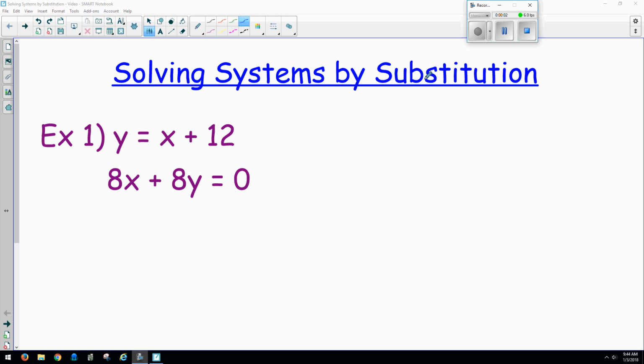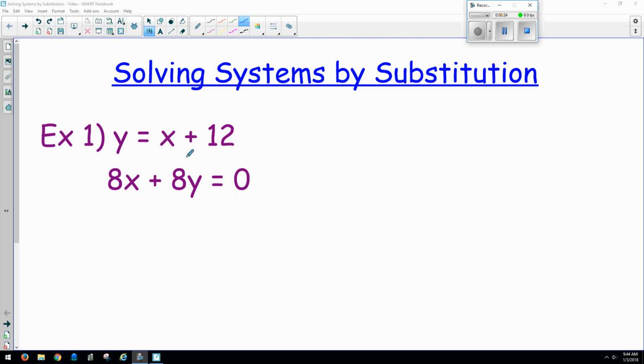Today we're talking about solving systems of equations by using substitution. So we're still going to end up in the same spot. We're still looking for the ordered pair where these two lines cross, except we're just going about it a different way by using substitution. So the idea is to get one of the variables, either x or y, by itself, and then we're going to substitute it into the other equation.